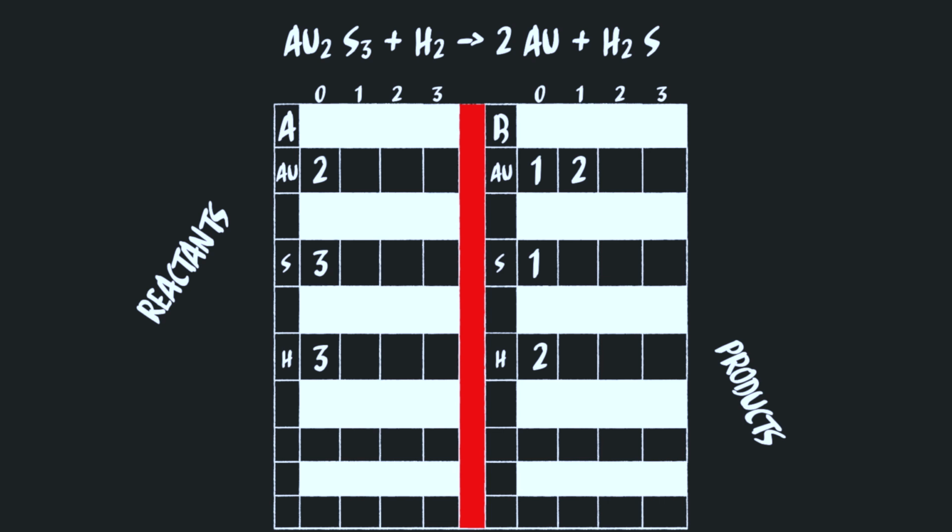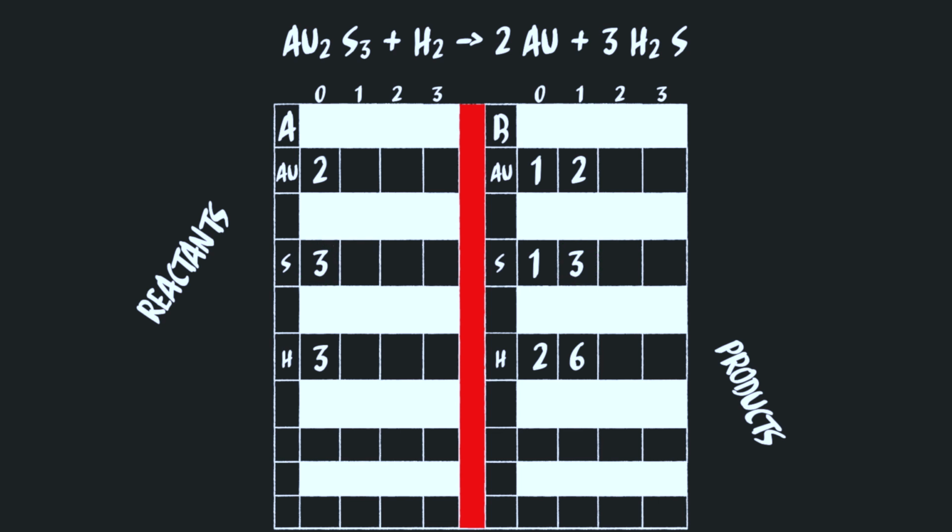Doing that yields this. The Aus are balanced out in the first iteration. Then we move to sulfur. Sulfur has 3 on the reactant side and 1 on the product side. So again, we're moving to triple the amount of sulfur that's on the product side, like so. Now we're balanced off with the gold as well as the sulfur, the Au and the S. 2 Aus on the reactants, 2 Aus on the products. 3 sulfurs on the reactants and 3 sulfurs on the products.